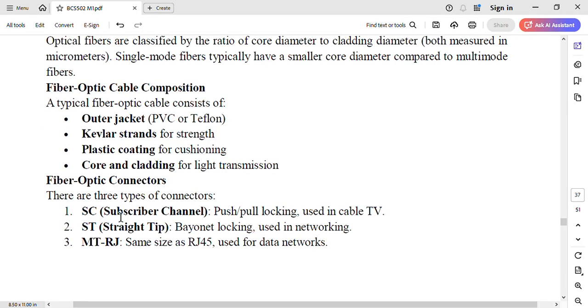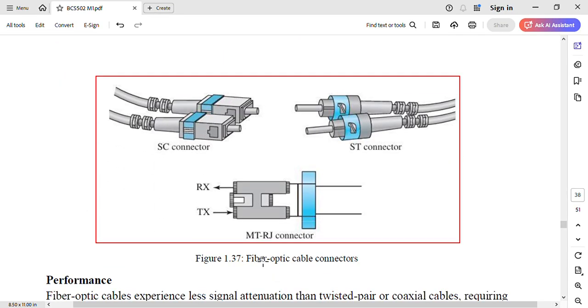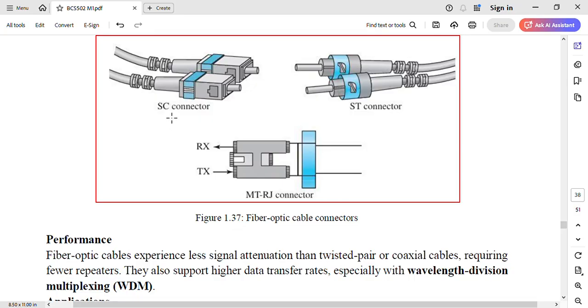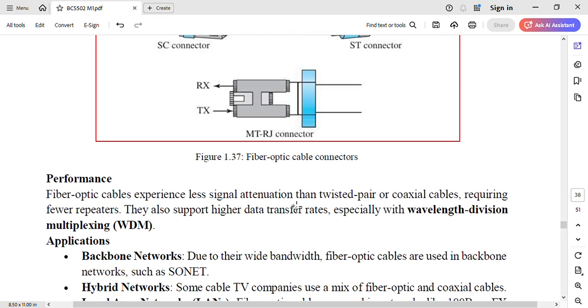As we have previously discussed coaxial cable and twisted pair, we have connectors. Here also, in optical fiber, we have connectors. The subscriber channel SC connector has push-pull locking and is used in cable TV. The straight tip ST connector has bayonet locking and is used in networking. The MT-RJ is the same size as RJ45 and is used for data networks. So these are the connectors: SC connectors, ST connectors, and MT-RJ connectors.